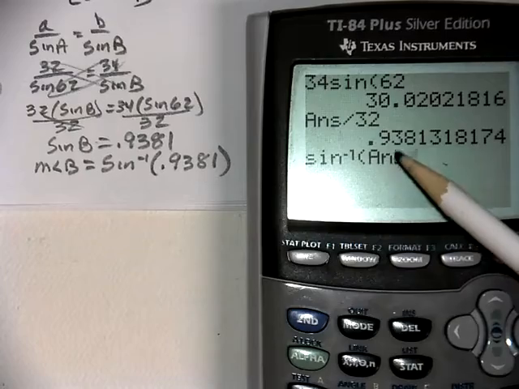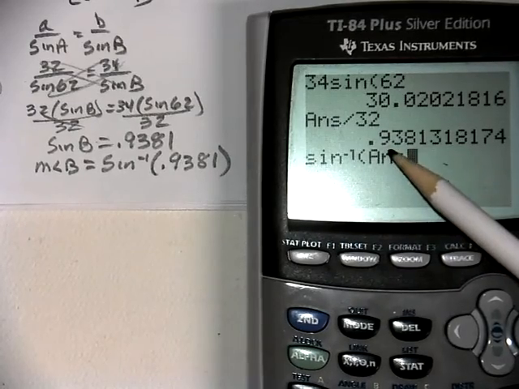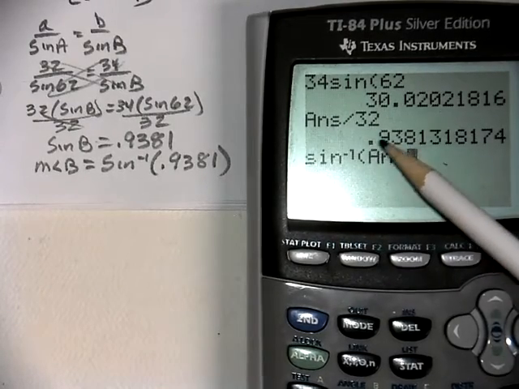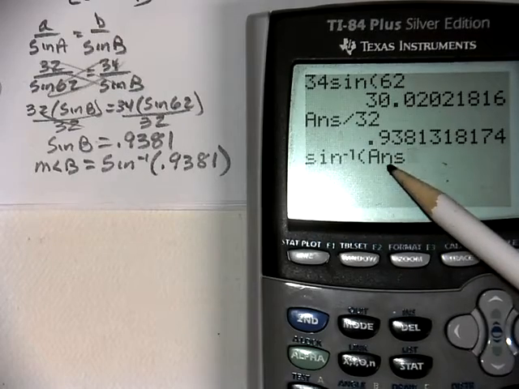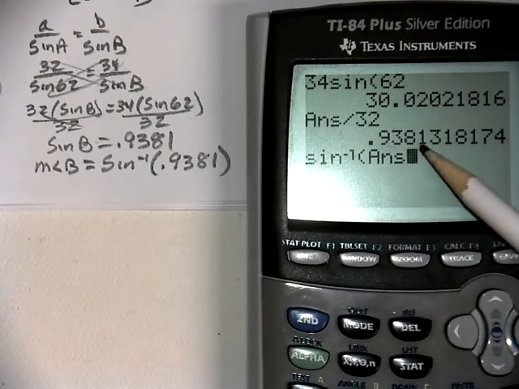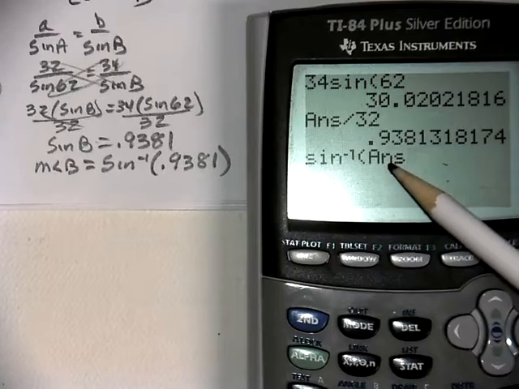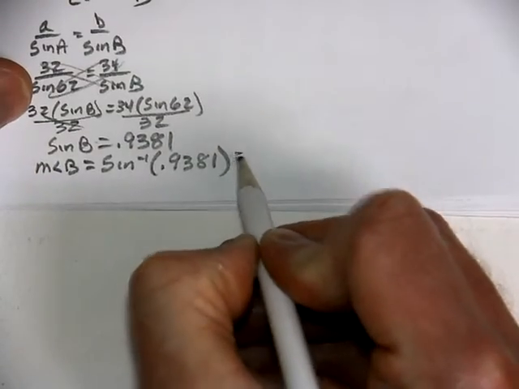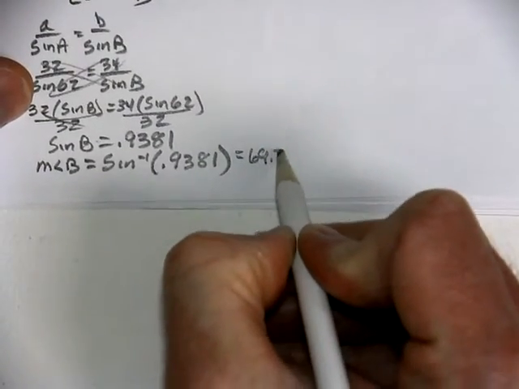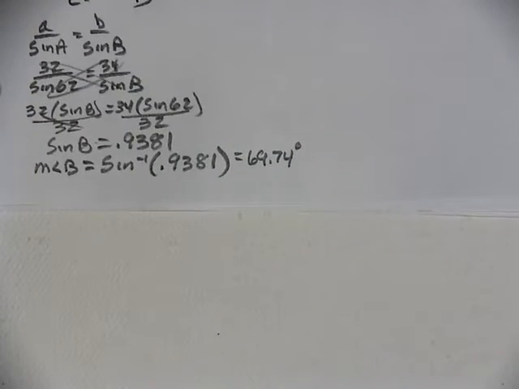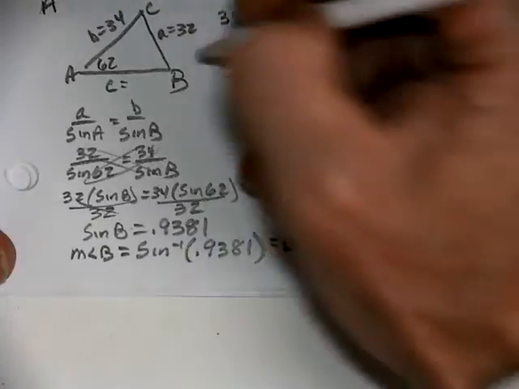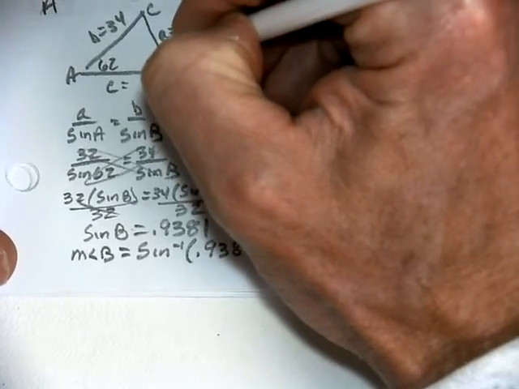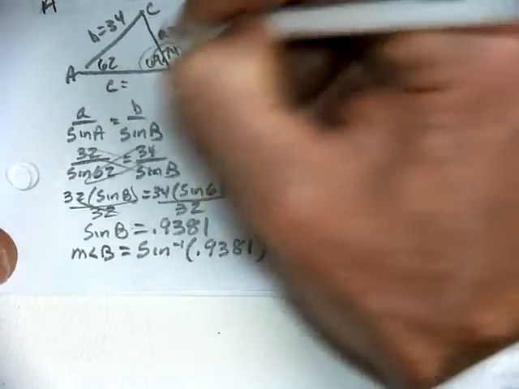See how I did that? I didn't just type in 0.9. I definitely didn't type in 0.94. You could do all 4 digits, or you can do the ANS, and that's the most accurate. You have 69.74. Those would be in degrees. So we can come up here and label our triangle.